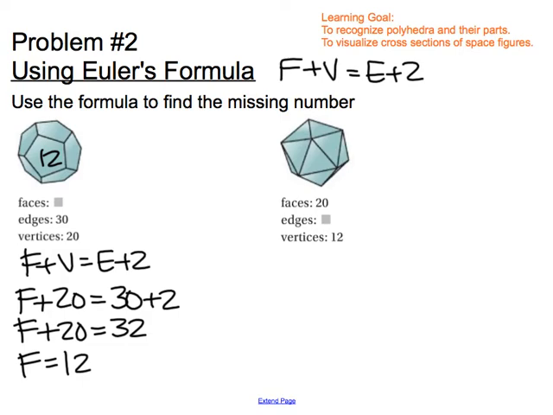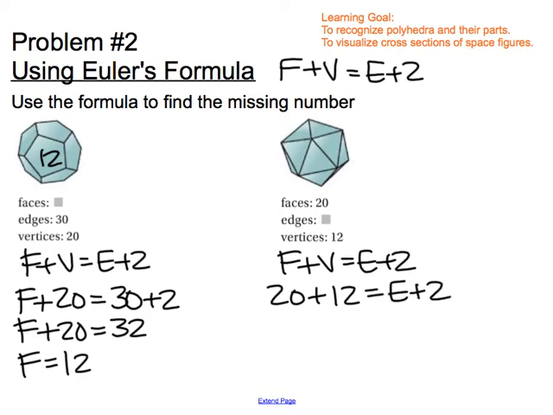Same thing for the second problem. We have F plus V equals E plus 2. In this case, we have 20 faces plus 12 vertices equals the number of edges plus 2. So over here we get 32 equals the number of edges plus 2. And if we subtract 2 from both sides, we get that there are 30 edges to this polyhedra.